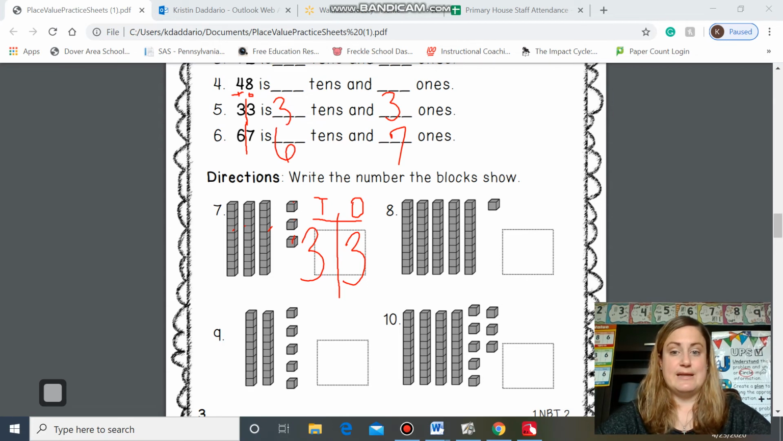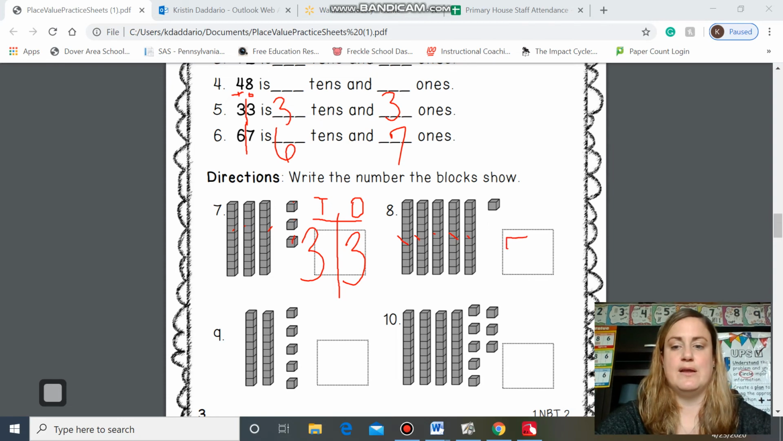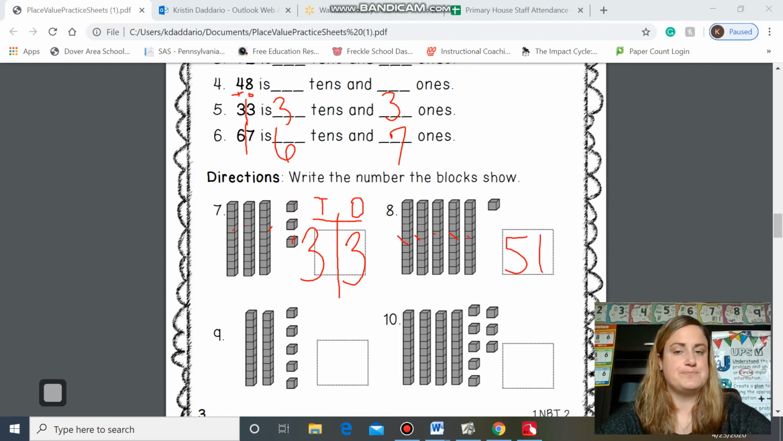Look at number 8. If we did it the counting way, we would count by tens first. So we could count and say, because this is 10, I have 10, 20, 30, 40, 50, and then I stop because I'm out of tens and I count up 1. So 51 is my number. So there's 2 different ways that you can count the blocks.